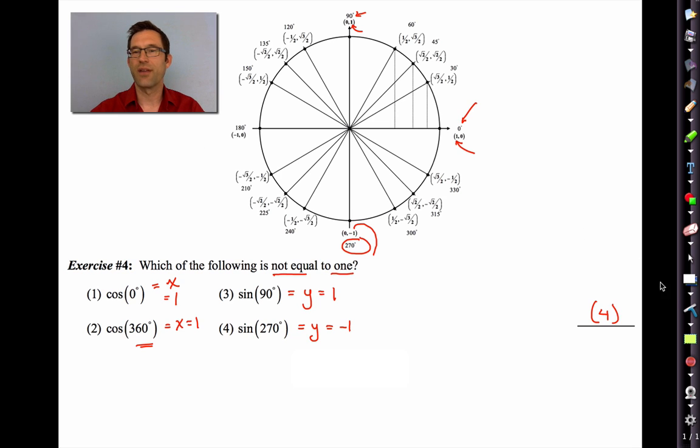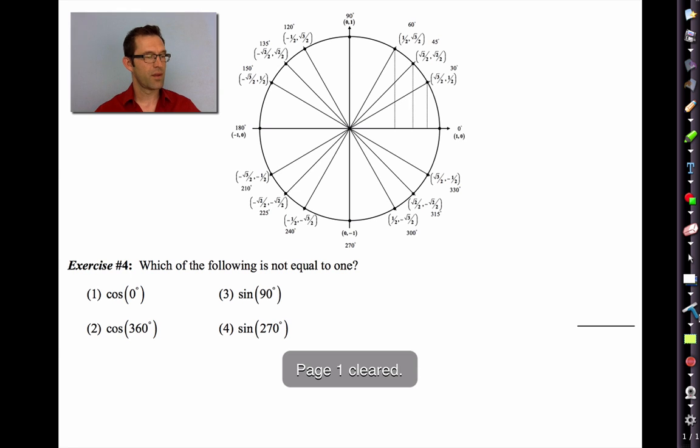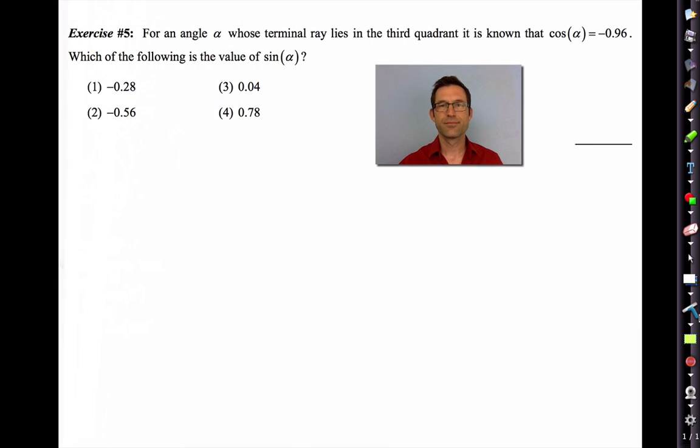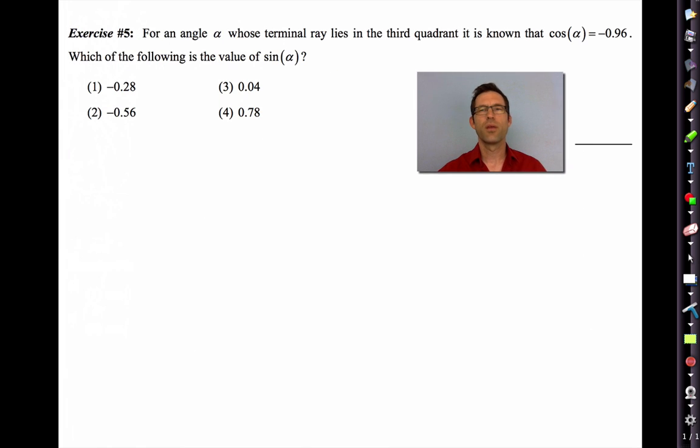All right, let's clear out that text. Okay. Exercise number 5. For an angle alpha whose terminal ray lies in the 3rd quadrant, always very important, any kind of information they give you about a quadrant, very critical. It's known that the cosine of alpha is negative 0.96. Which of the following is the value of sine alpha?